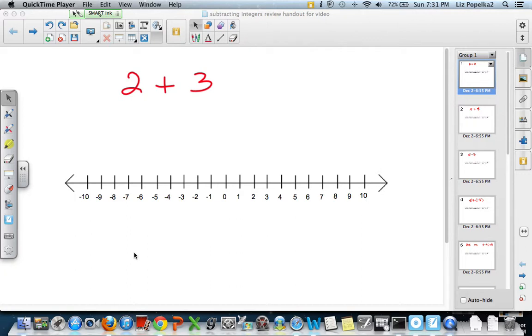We're going to do one last review, and this one is going to be over subtraction. Sometimes people get really confused when they get the rules for adding and subtracting integers, but a handy thing to keep in mind is that subtracting and adding really end up being the same thing.